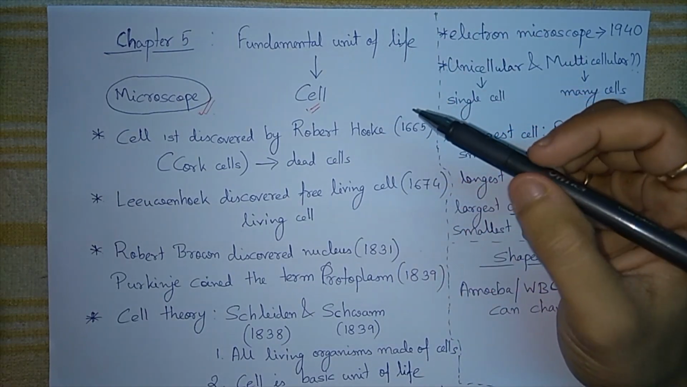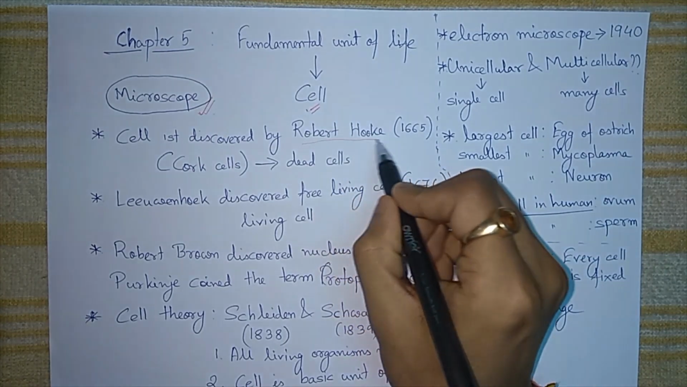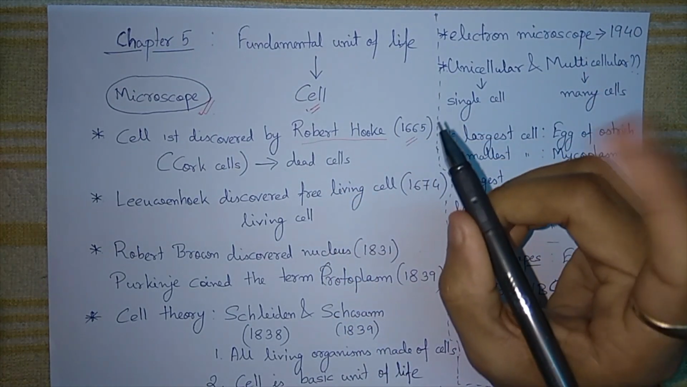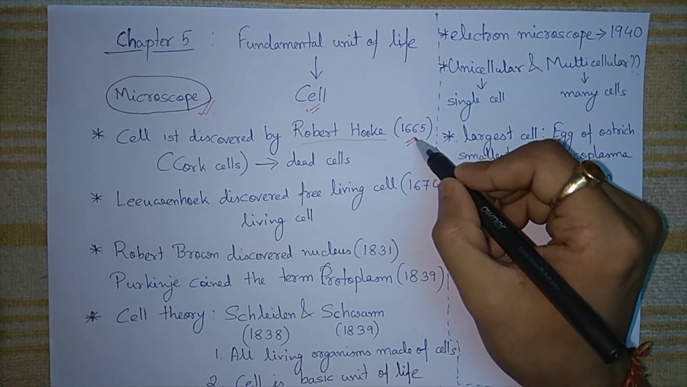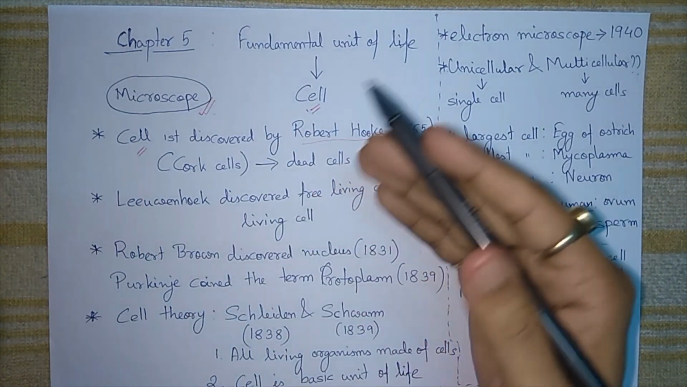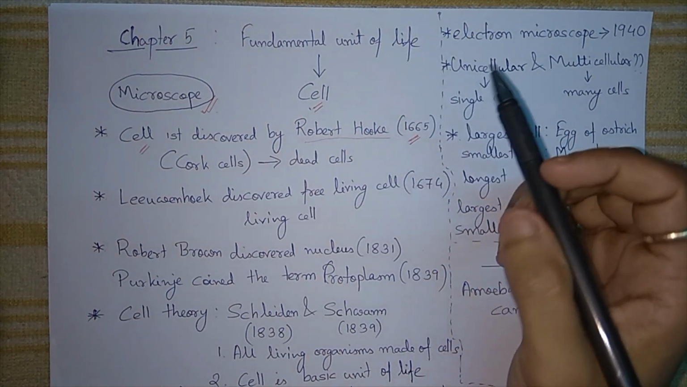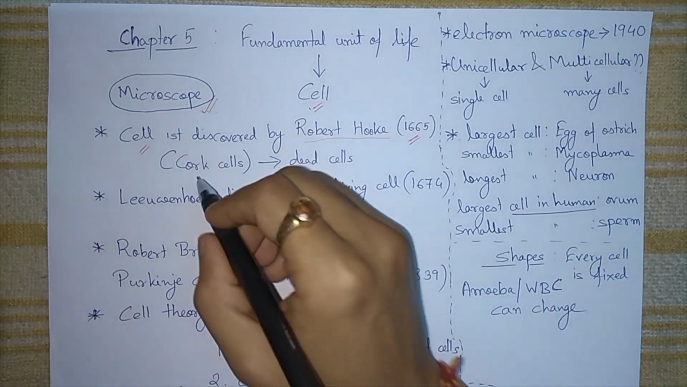Okay, now let us go to the history part. Robert Hooke in the year 1665. Remember, Robert Hooke in the year 1665 first discovered cell. The cells he saw for the first time in 1665 were cork cells.